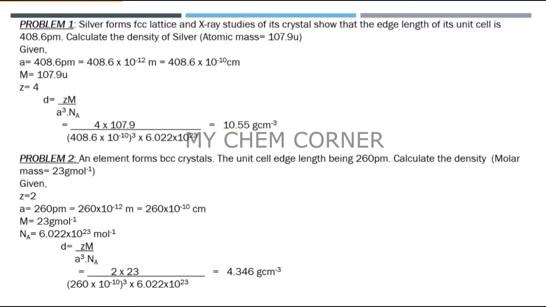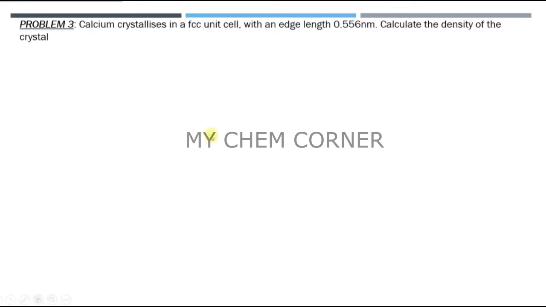Alright. Now let's move into the last question, which is problem number 3. Calcium crystallizes in an FCC lattice with an edge length of 0.556 nanometer. So here the unit is different. Calculate the density of the crystal. In this case, what is given to us is the A value, which is in terms of nanometer. So use the conversion that I gave you. Since it's nanometer, when you convert it to centimeter, it's going to be 10 to the power minus 7 centimeter.